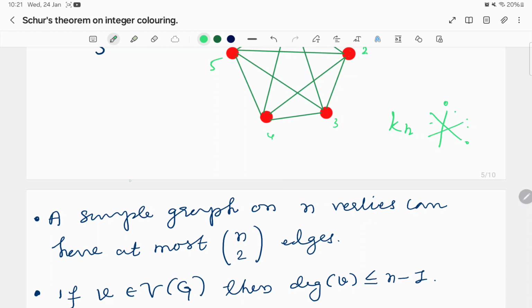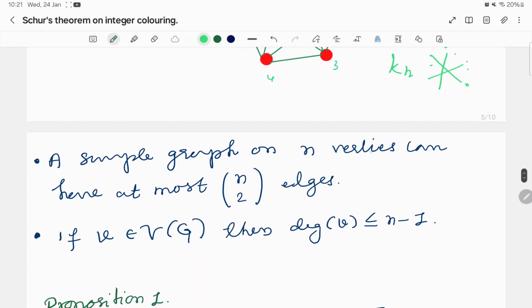Okay, so from this we can see that a simple graph on n vertices can have at most NC2 edges, because we counted every possible edge. So a simple graph can have at most NC2 edges if it has n vertices.